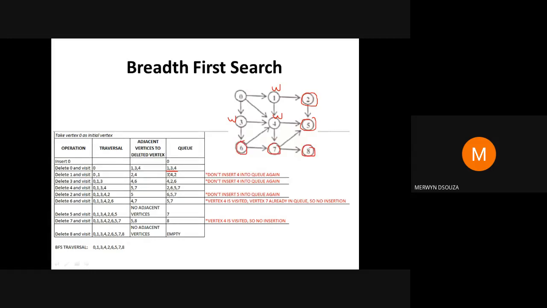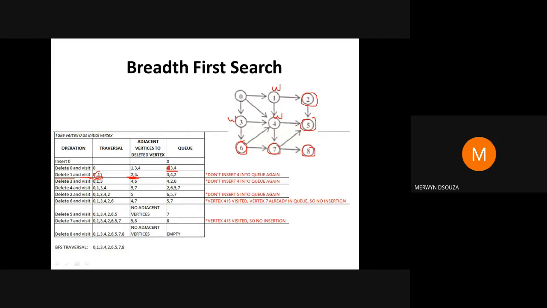Then we followed the algorithm. We deleted this one. Since we deleted it, we visit 1 and put it in the traversal. After we put it in the traversal, the next step is to find out the adjacent vertices. We found the adjacent vertices. Now we check if these adjacent vertices are in the initial state.